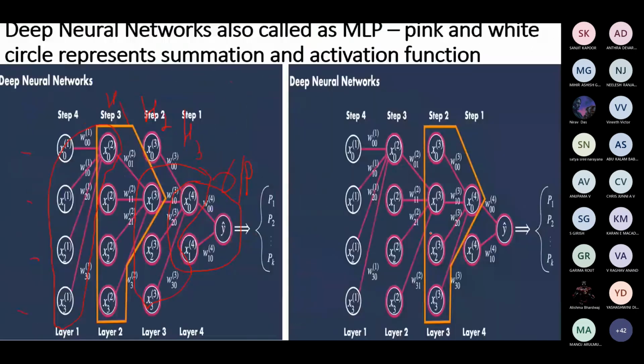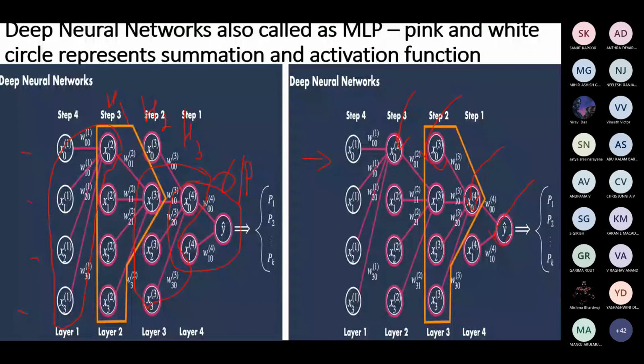So here are multiple hidden layers. Can you see multiple hidden layers? This is the input layer. This is hidden layer 1. This is hidden layer 2. This is hidden layer 3. And this is the output layer. Are you able to understand? Yes, sir.